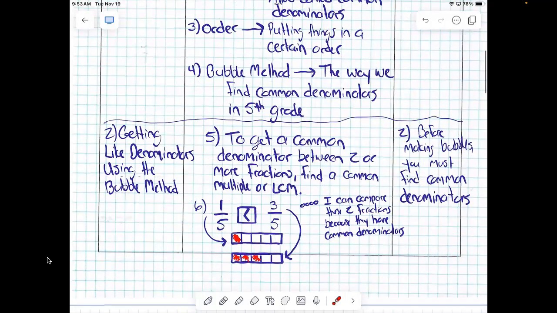The bubble method is something we're going to talk about here in a couple of moments. All right, here we go. Big news right here. This is like your big note. To get a common denominator between two or more fractions, find a common multiple or the LCM.